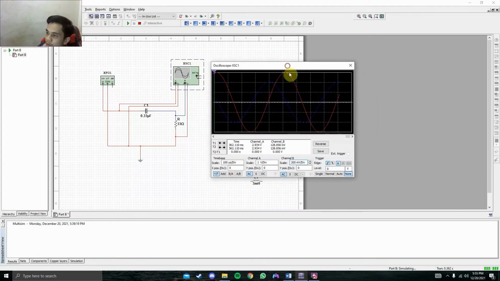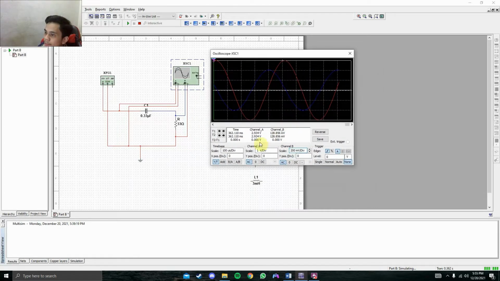200 mV. So to calculate the period, one cycle, so this is one cycle. We count the squares here, 1 2 3 4 5, this one plus here, and then it will be 5 squares, times the scale of 100 microsecond per division, so it will be 500 microseconds. This is the period.